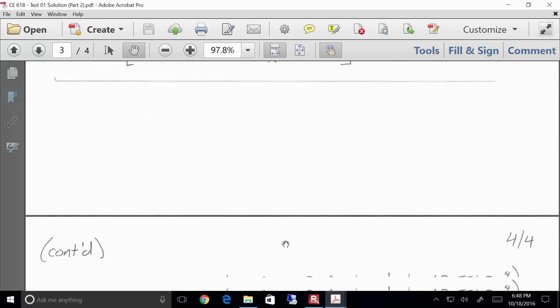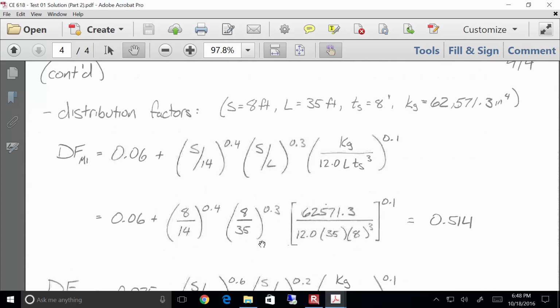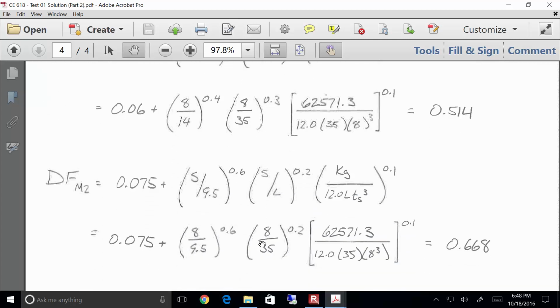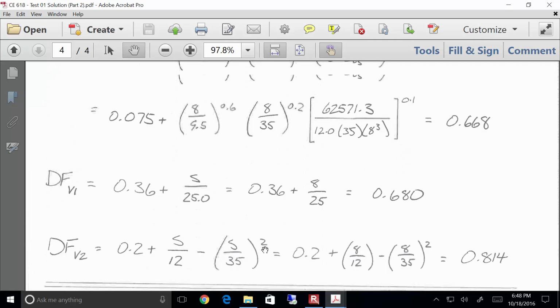All right. Plug and chug, again, S is the girder spacing, it's 8 feet. L is the span length, 35 feet. t_s is the slab thickness, which is whatever you assume, and kg is 62,500. So plug and chug for each of your 4 interior girder distribution factors. Here's moment for 1 lane loaded, comes out to about 0.514. Here's moment for 2 lanes loaded, comes out to about 0.668. Shear for 1 lane loaded and 2 lanes loaded come out as 0.68 and 0.814 respectively.